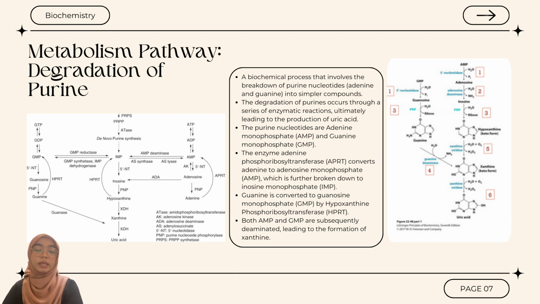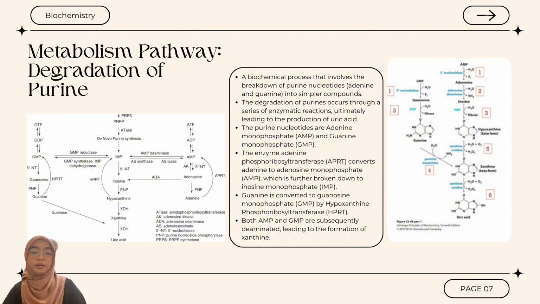The next one is the biochemistry part that is involved in this specialty, which is the metabolism pathway, the degradation of purine. It is a biochemical process that involves the breakdown of purine nucleotides, which are adenine and guanine, into simpler compounds. The degradation of purines occurs through a series of enzymatic reactions, ultimately leading to the production of uric acid. The purine nucleotides are adenosine monophosphate, AMP, and guanosine monophosphate, GMP.